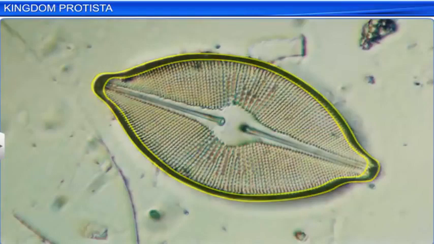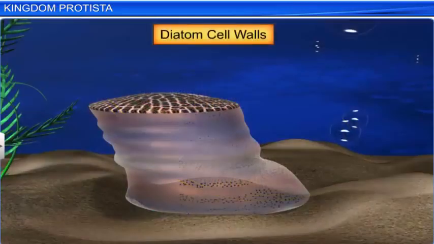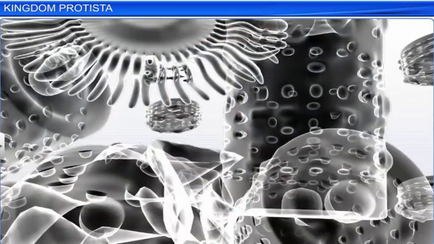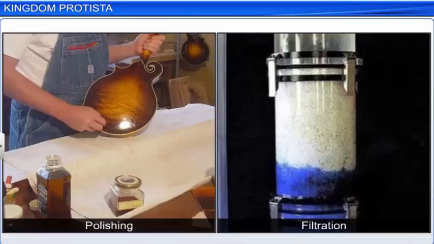Diatom cell walls are embedded with silica, making them indestructible. Diatoms therefore manage to leave behind a large amount of their cell wall deposits in their habitats. These fossilized remains of diatoms form diatomaceous earth. It can be put to various uses like polishing and filtration of oils and syrups.